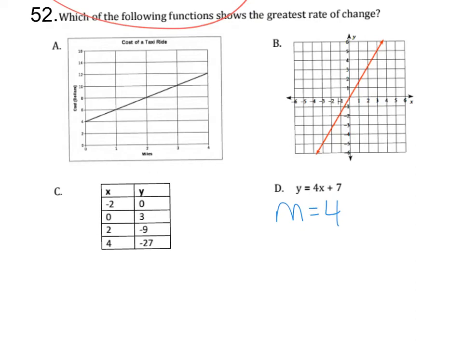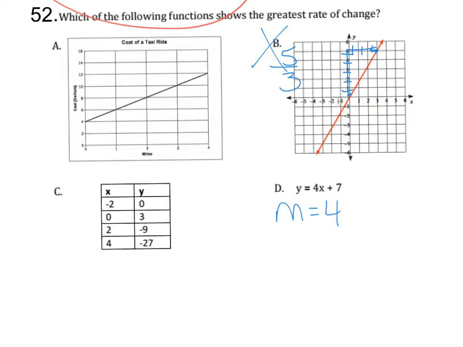Now, typically we would look at the steepness of these two. This line looks steeper, but notice the scales are different. So we've got to actually find the slope of these to see what our answer might be. So let's see. Here's a point, and here's a point. Here my slope, 1, 2, 3, 4, 5 over 3. So my slope is 5 over 3. Is that bigger than 4? So we know that one doesn't have the greatest rate of change.